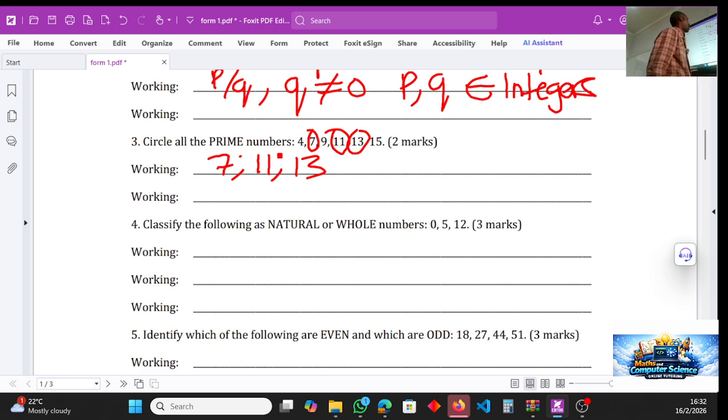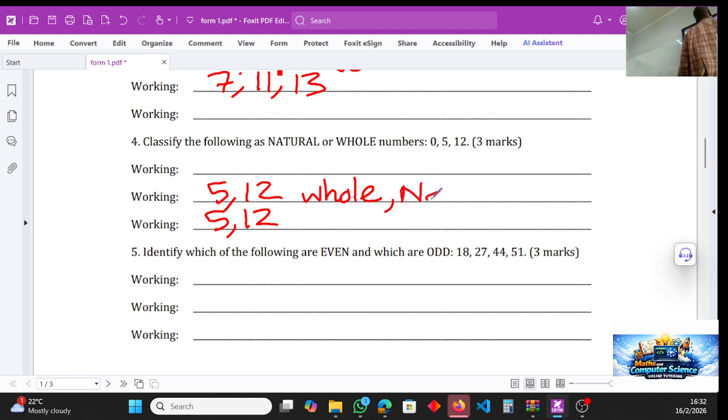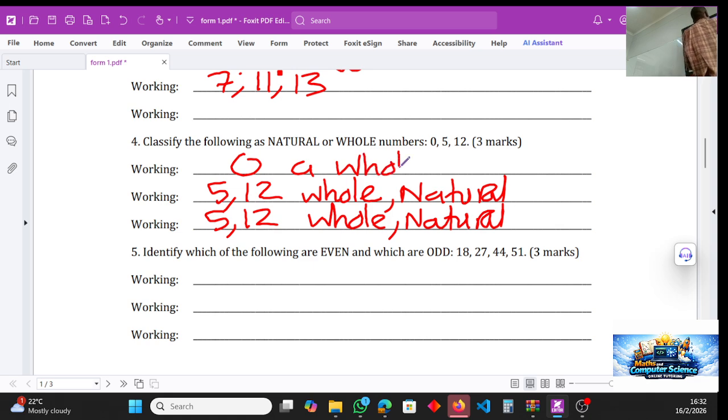Then we want to classify the following as natural or whole numbers. Natural numbers are all numbers which are bigger than 0, so they are positive. So 5 and 12 are whole numbers, and they are also natural because they are bigger than 0. But if I look at 0, 0 is simply a whole number, but it's not natural.